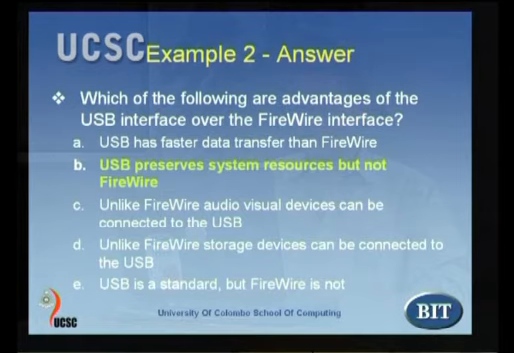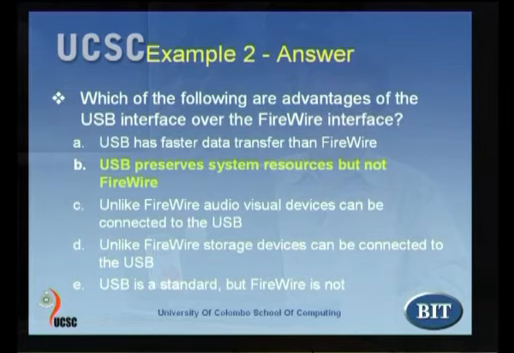This is a key issue with USB: USB preserves a lot of system resources, because students would know by now that 127 devices can be connected to the same USB interface and it will only use one IRQ. That is very important, but FireWire does not do that. So answer B is a correct answer. And then, unlike FireWire, audio visual devices can be connected to the USB interface. In this case, with FireWire, you usually connect video devices and audio devices through the FireWire interface as well. So this is also an incorrect answer.